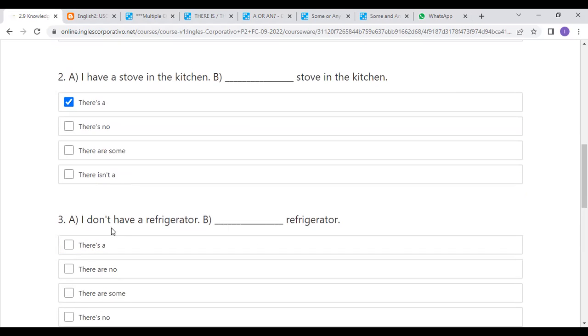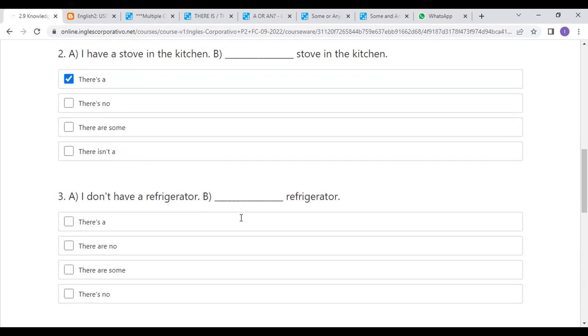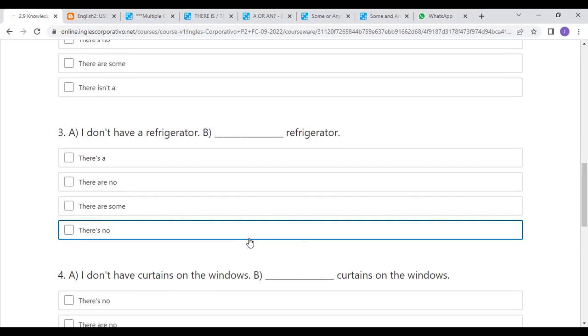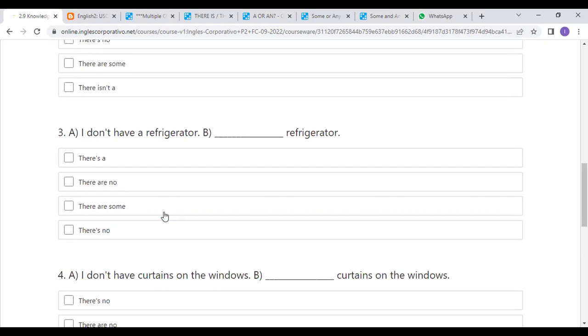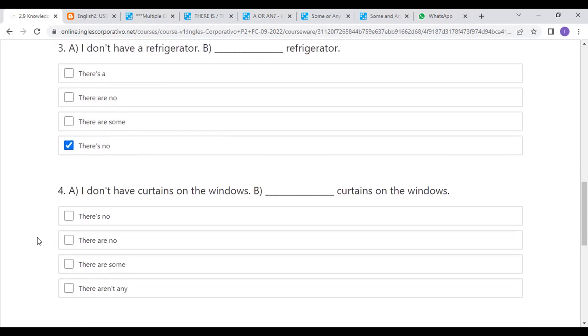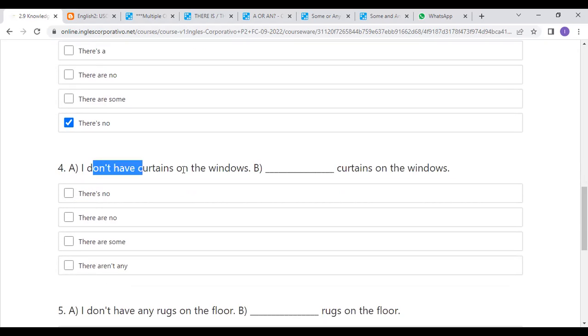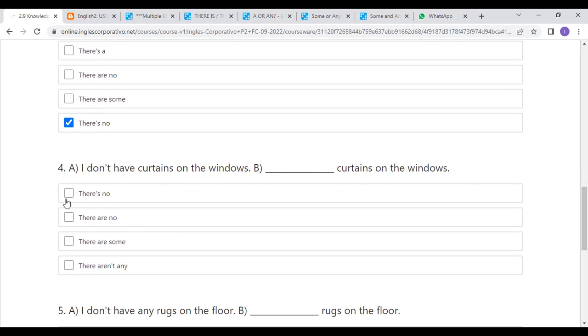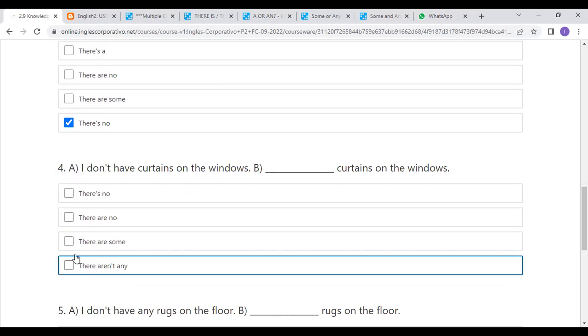Now, I don't have a refrigerator. There's no. Okay. Now, I don't have curtains on the windows. Curtains on the windows? Which one?